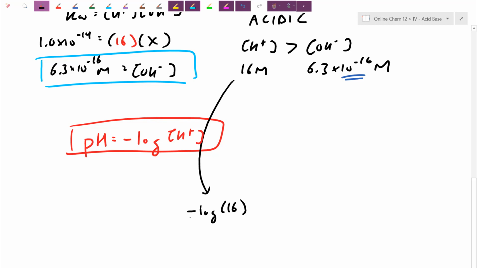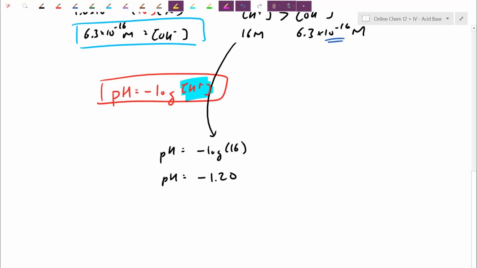There is a negative as well that sort of flips the scale around. If I take the negative log of 16, I basically convert that a little bit here. My pH is actually going to be negative 1.20. So that's what being on the pH ruler actually means. I'm watching the H plus. The logarithm, as we're going to see more so on the base side, will take care of this 10 to the negative part for me, and the negative will make sure my scale is flipped.